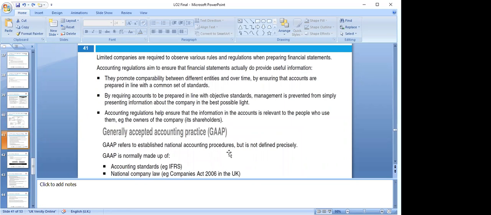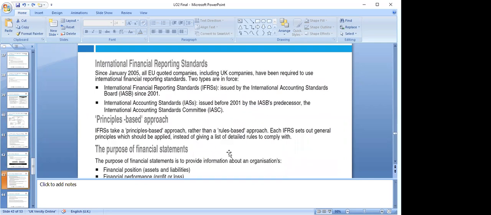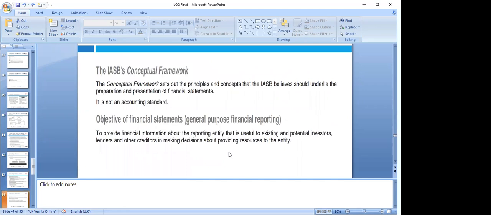We follow GAAP, generally accepted accounting principles, in the UK, but nowadays, if we have a business internationally, we can follow IFRS, international accounting standards. UK accounting standards and international accounting standards can both be used, and we can look at the principle-based approach. We prepare the financial statements according to various accounting standards, which we now follow as international accounting standards. As we discussed, the conceptual framework sets out the principles, and the International Accounting Standards Board issues the standards, and those we follow.